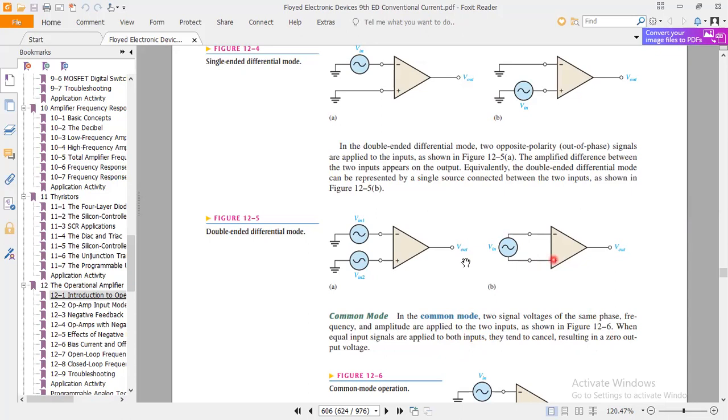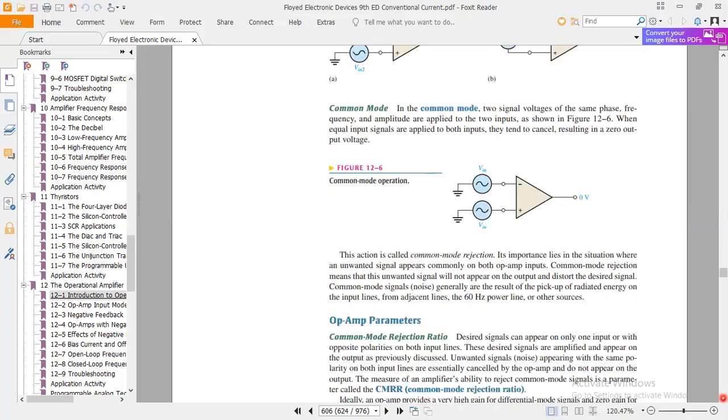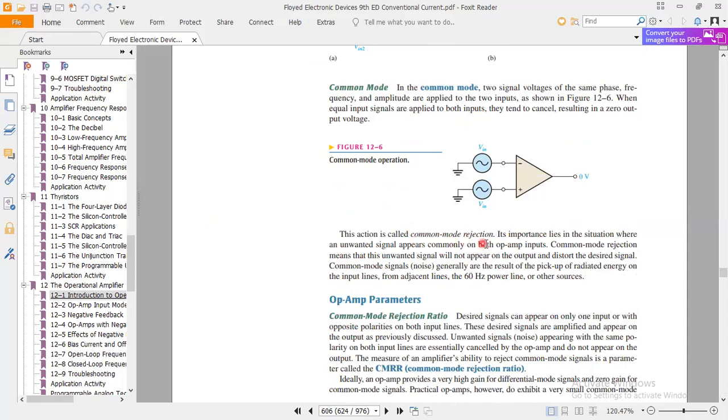You can see in this way the output would be zero, because one side of the input is inverting and this one is non-inverting. So the signal effects can be cancelled out this way. This is the special condition to get the output from common mode of the operational amplifier by this technique. This action is called common mode rejection. You can see in this way, common mode rejection.